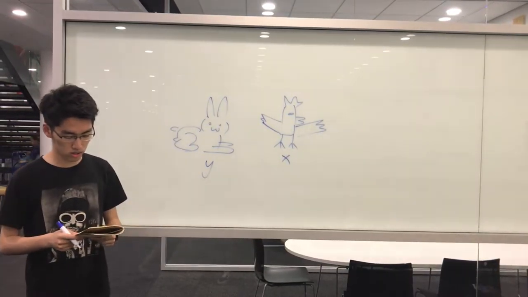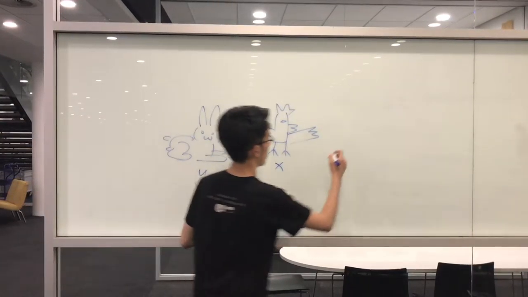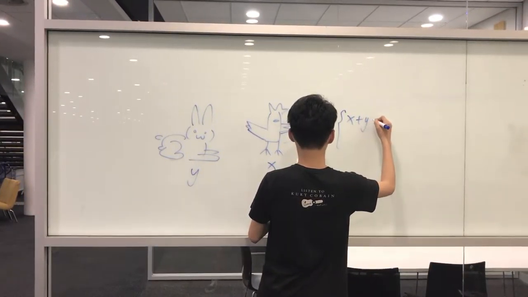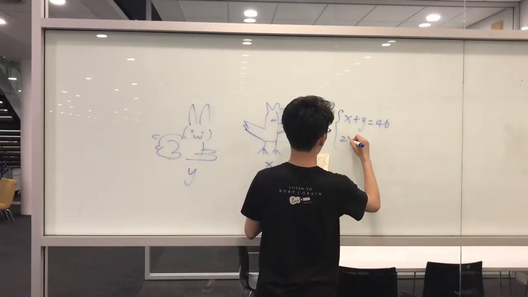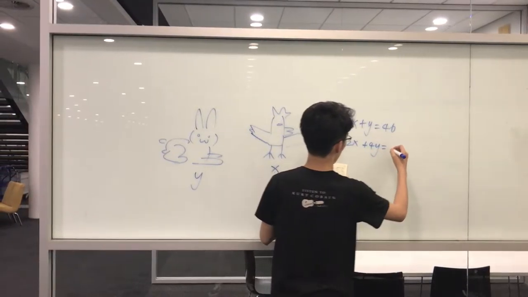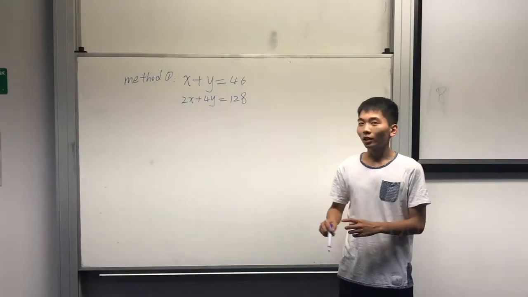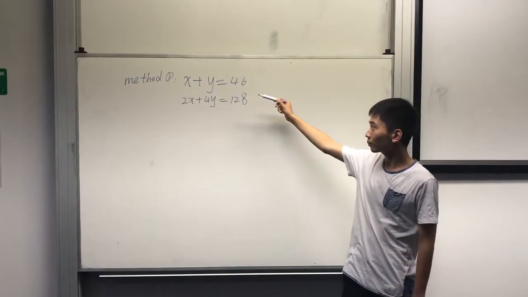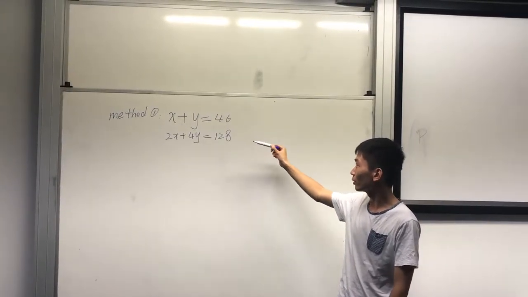So we can get two equations: X plus Y equals 46, and 2X plus 4Y equals 128.